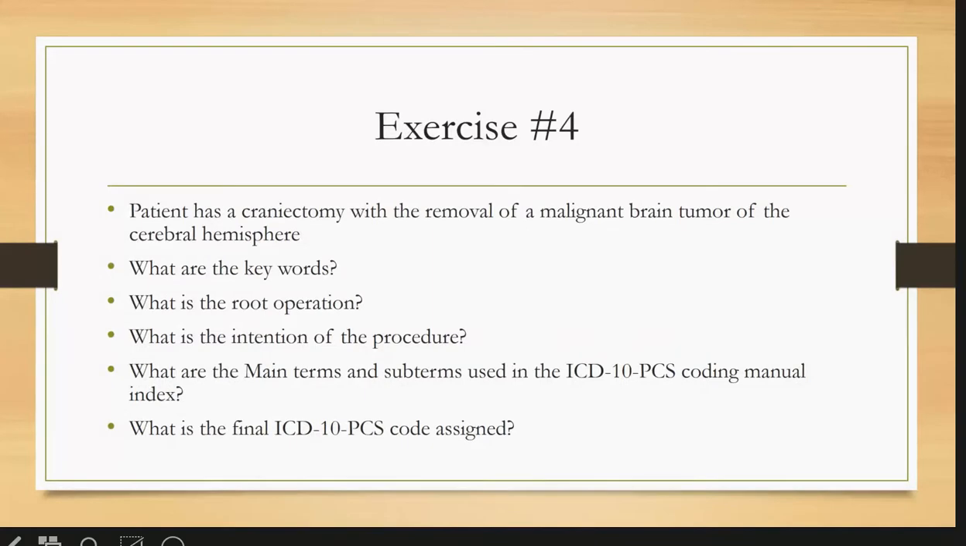Number 4, patient has a craniectomy with a removal of malignant brain tumor of the cerebral hemisphere. Again, keywords: root operation term from ICD-10 PCS. What root operation term would you reflect? What is the intention? That's what you need to think about before you decide on your root operation. And what are the main terms and subterms used in the ICD-10 PCS index when you are coding this procedure? And what is your final ICD-10 PCS code?